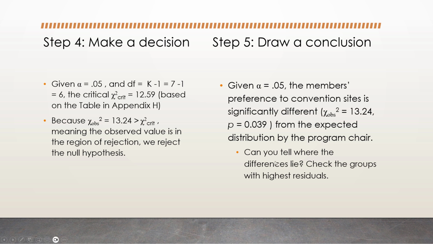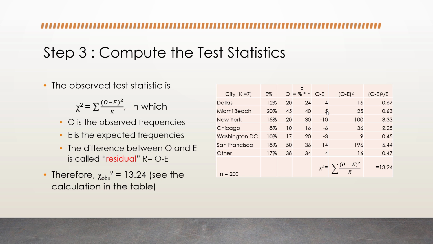The conclusion is that given alpha equals 0.05, the member's preference for convention sites is significantly different from the expected distribution proposed by the program chair. Where are the differences? From the table, you can see that the largest residuals are with San Francisco and New York. There were 14 more than expected prefer the former, and 10 fewer prefer the latter.